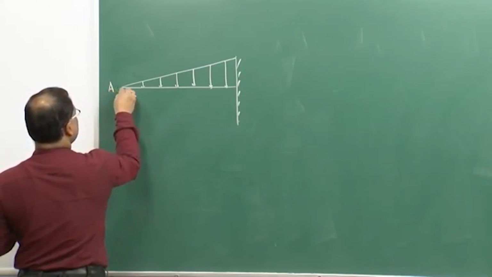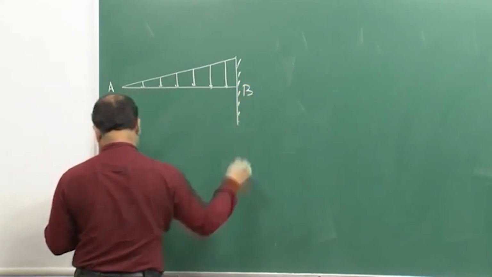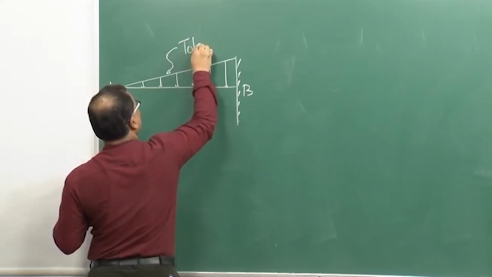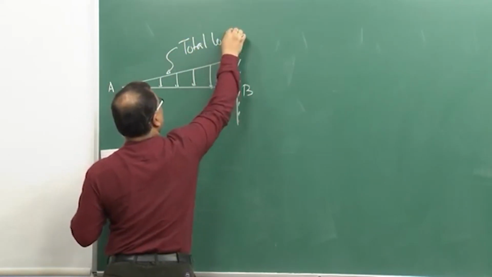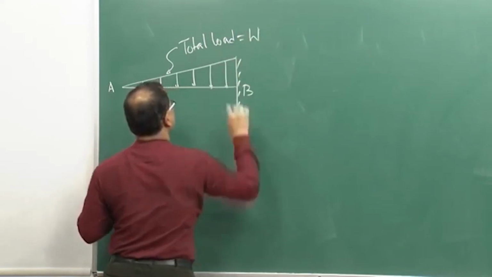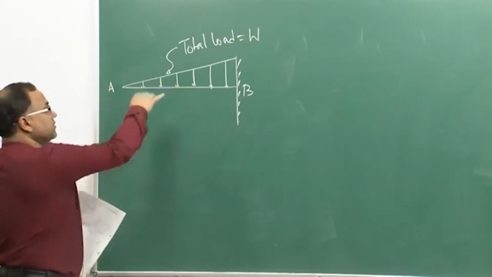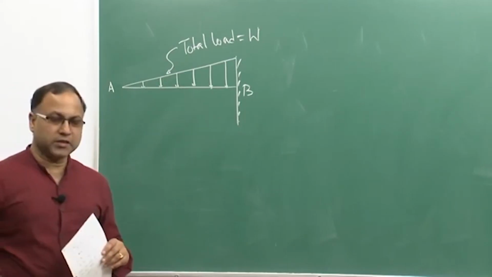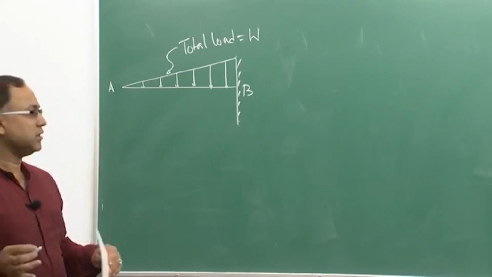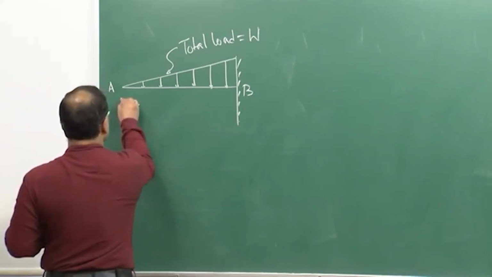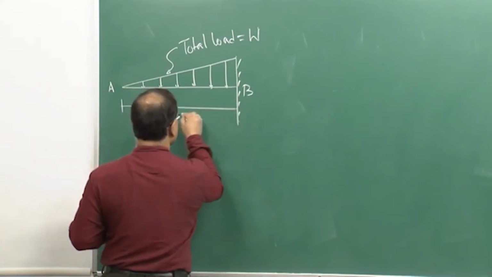okay, this is A, this is B. The total load equal to capital W. Okay. The total load means the area of this triangular distribution. The area under this triangular distribution is W, okay, and the length of the beam is say L.